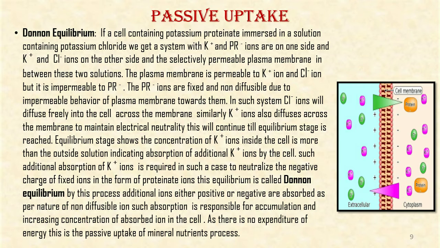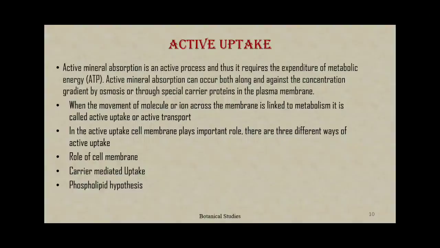Such additional absorption of K+ ions is required in such a case to neutralize the negative charge of fixed ions in the form of proteinate ions. This equilibrium is called Donnan equilibrium. By this process, additional ions, either positive or negative, are absorbed as per the nature of non-diffusible ions. Such absorption is responsible for accumulation and increasing concentration of absorbed ions in the cell. As there is no expenditure of energy, this is the passive uptake of mineral nutrient process.